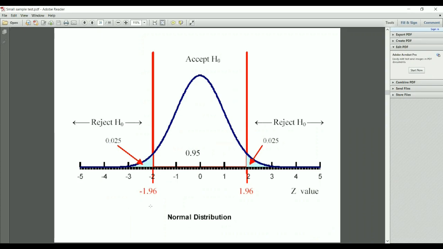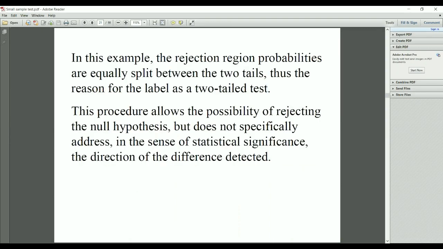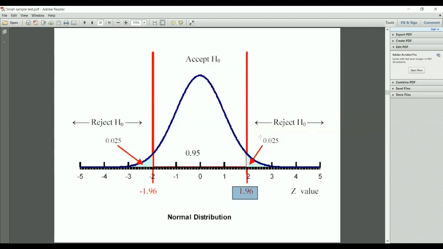So how are we going to check that? For 0.025, what is the Z value in the table? This value is 1.96. So this is the acceptance region and this is the rejection region. The rejection region probabilities are equally split between two tails. That's the reason for the label two-tail test. This procedure allows the possibility of rejection because this is divided into two sides. Okay, so this is two-sided.